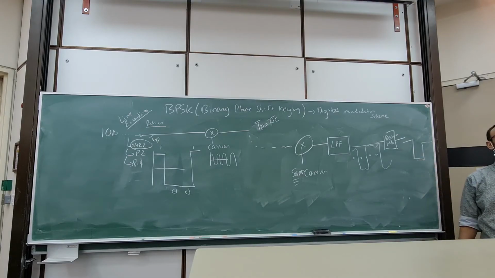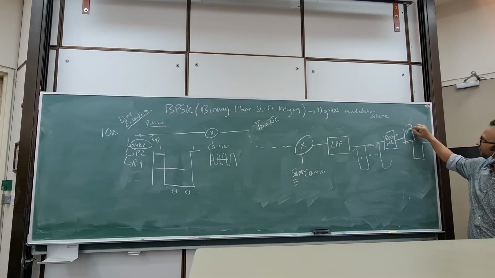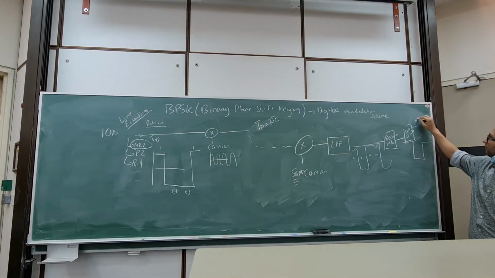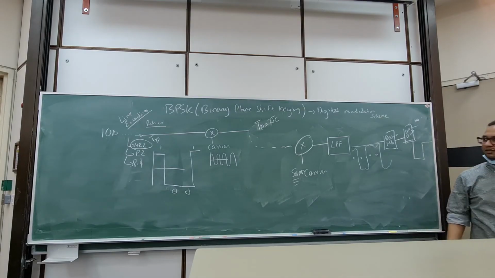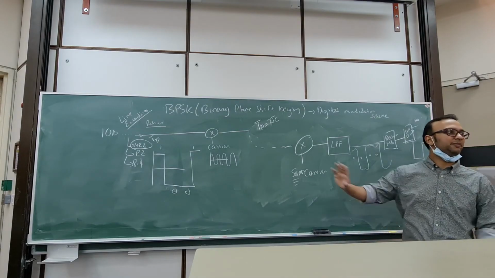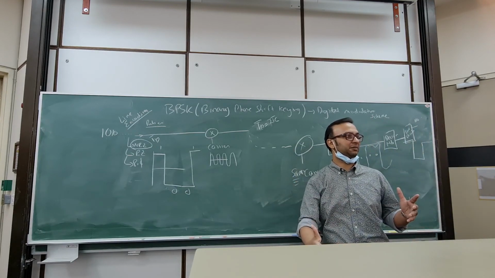What did you transmit in the beginning? Bits. So what do you need to do over here? Decoder. Which decoder? The same decoder that you did. And what will you get back? Bits. 1 0 0 1. See? So BPSK is nothing but AM with digital concepts, right?